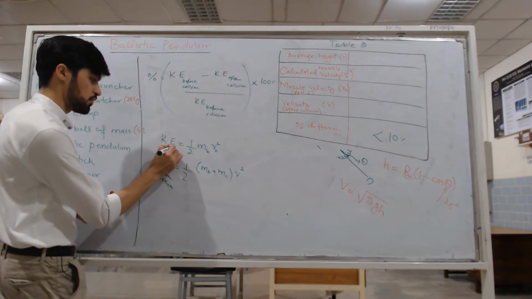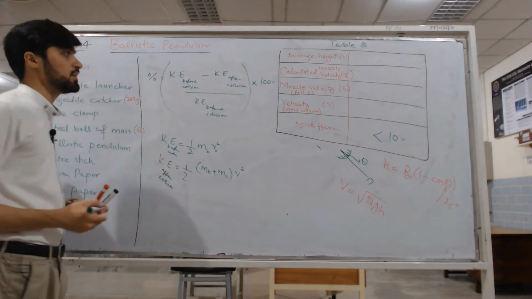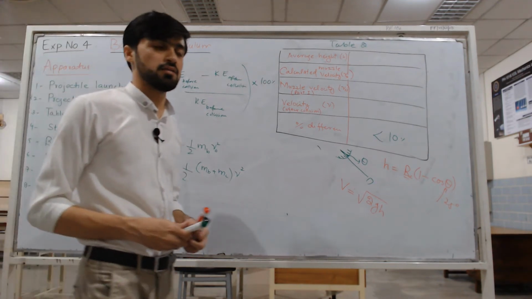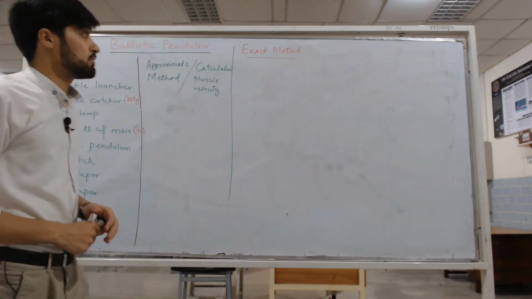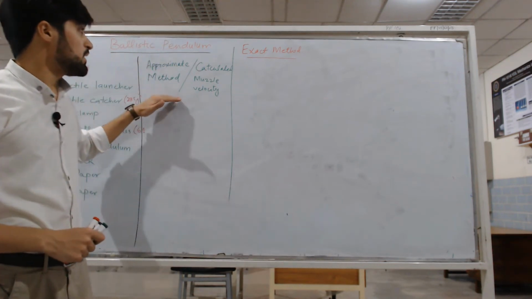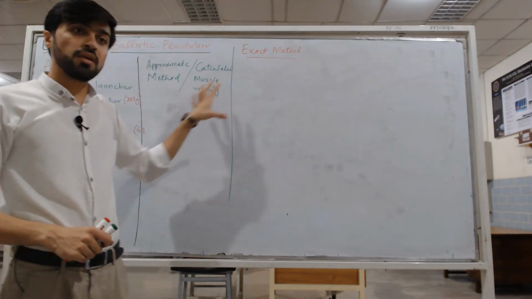And this is before collision. So you can simply calculate the percentage loss in the kinetic energy. Now let's discuss the approximate method and the exact method to calculate the muzzle velocity.